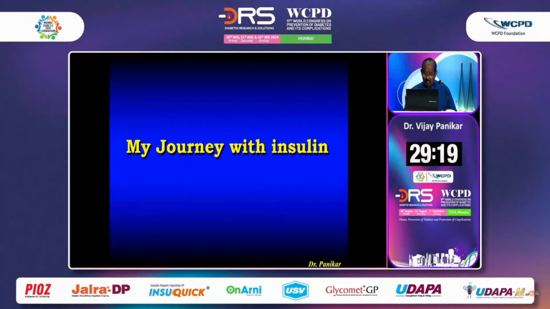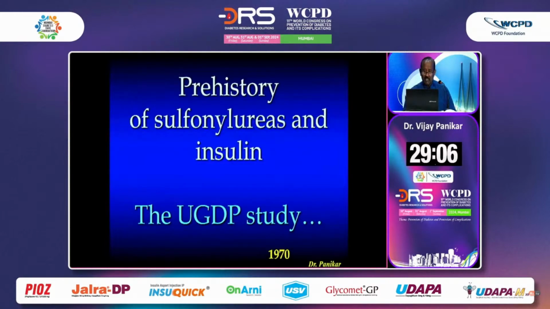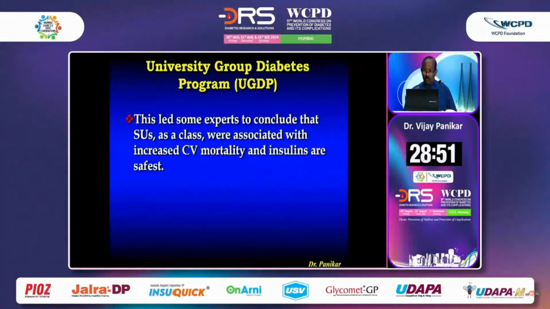And maybe what I have learned may not be the right thing or wrong thing, but that's what I have learned. This is the evolution of insulin. You had pork and beef insulin, the purified insulin. I won't waste time on that. Look at this. This is the prehistory of sulfonylurea and insulin. The UGDP study, which came in 1970, said that sulfonylureas will increase mortality and insulin will reduce mortality.